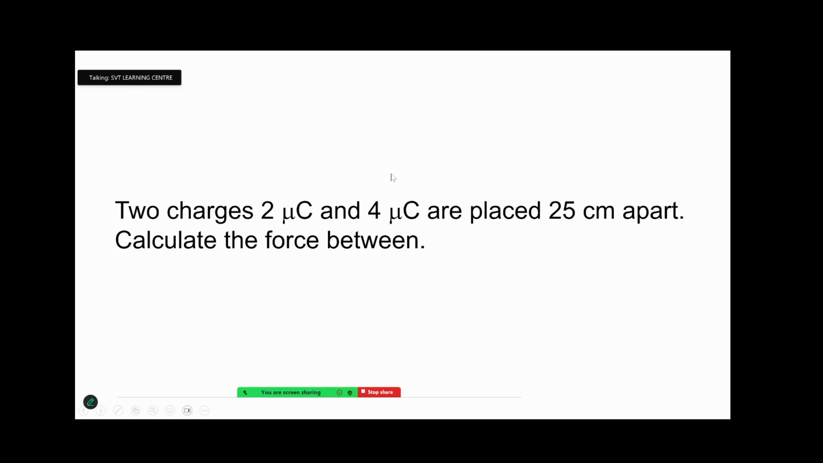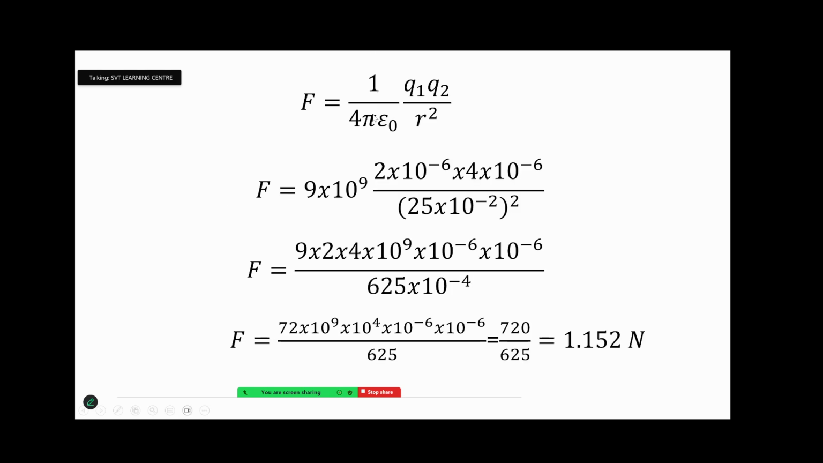The first example is a very simple one. It talks about two charges, 2 microcoulomb and 4 microcoulomb. They are placed 25 centimeters apart and we are supposed to calculate the force between them. So we use the Coulomb's law formula, nothing great about it. F is equal to 1 by 4 pi epsilon naught Q1 Q2 by R square.